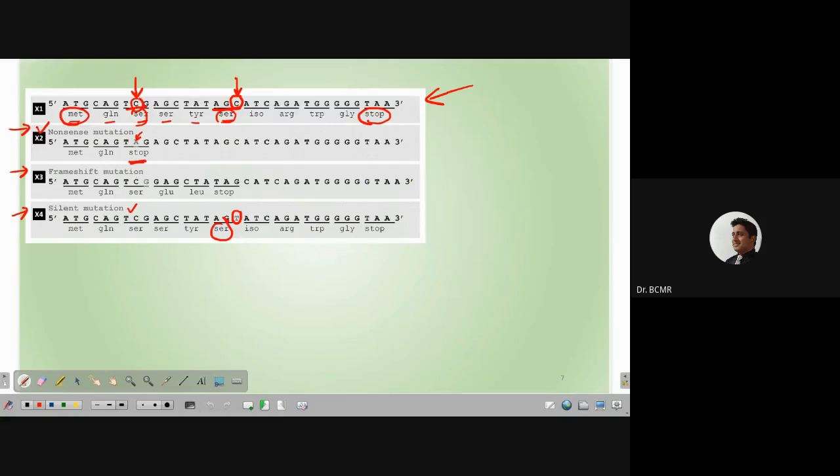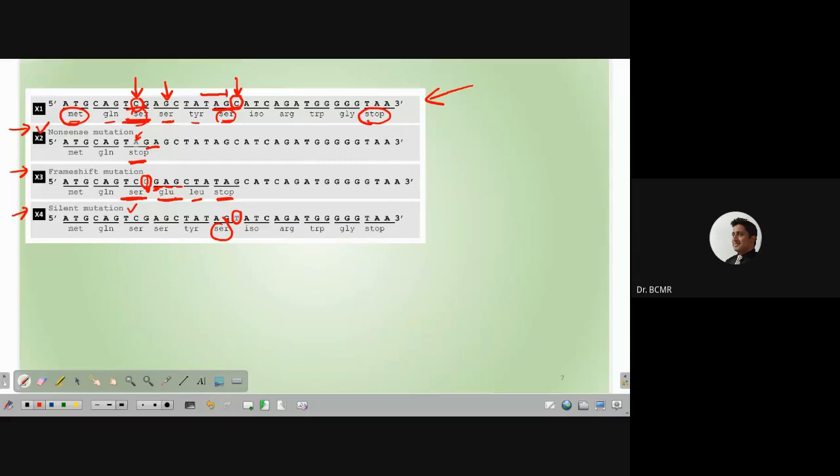Okay, so in frame shift mutations, what did we do here? A G is added, because of which the old G here is moved here. This is the one. So serine, and so is this. But the next G in this position, it was serine actually, but now the reading is GAG. That's glutamic acid, and CTA for leucine, and then you encounter a stop codon.